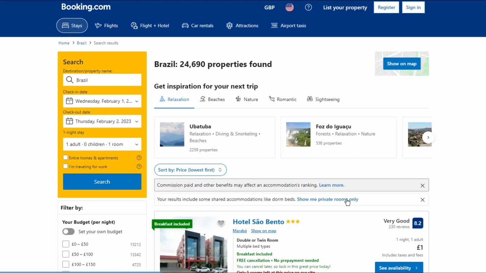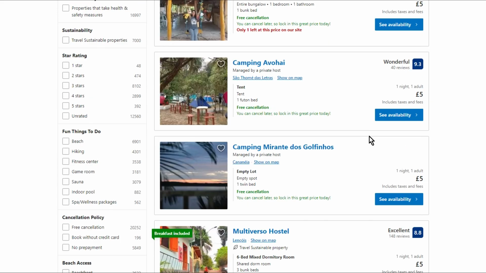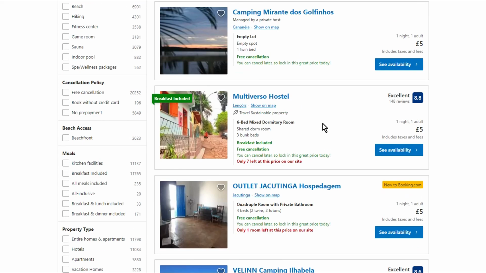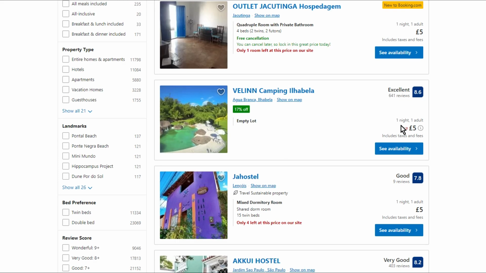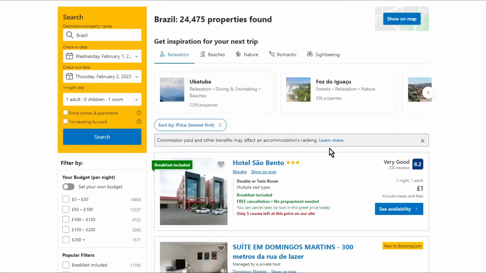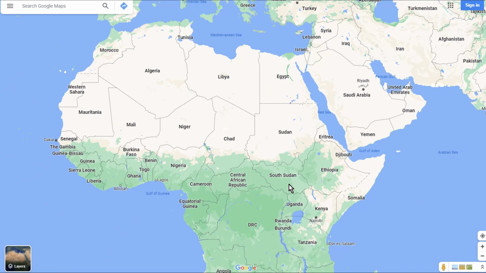Okay, let's do private rooms now. Bungalow with fan, £5. Tent, £5. Dormitory, £5. Quadruple room with private bathroom, £5. Well, Brazil is cheap. Like, that is cheap. But let's try another country. Let's try somewhere in the middle of Africa. I'm not sure which one to try out of all these countries.